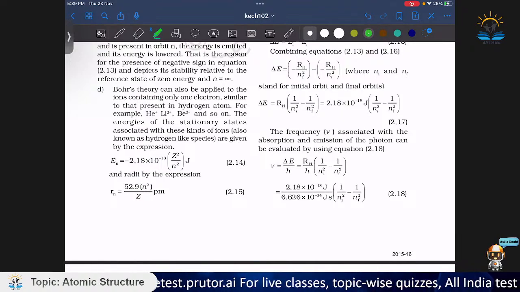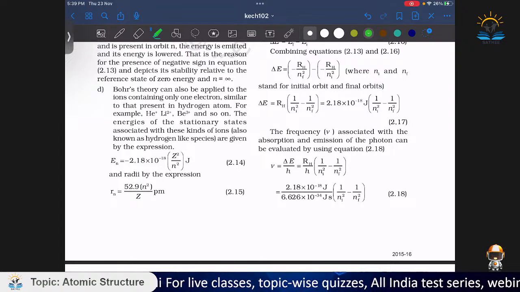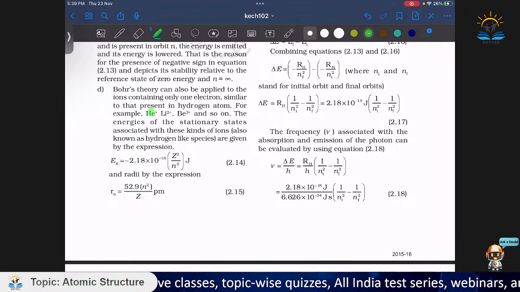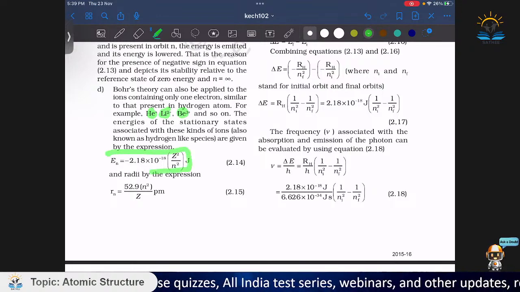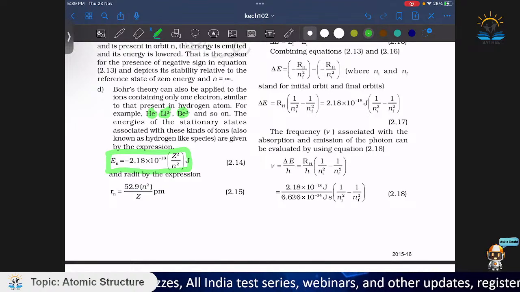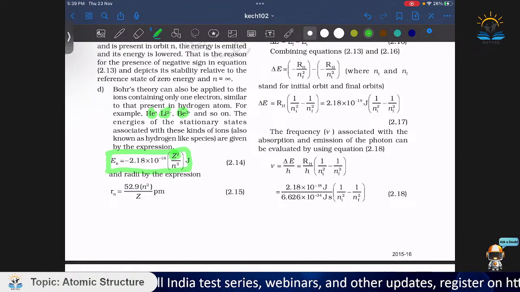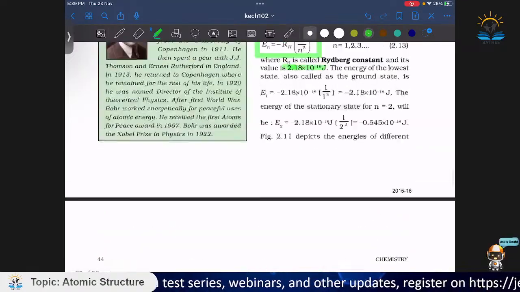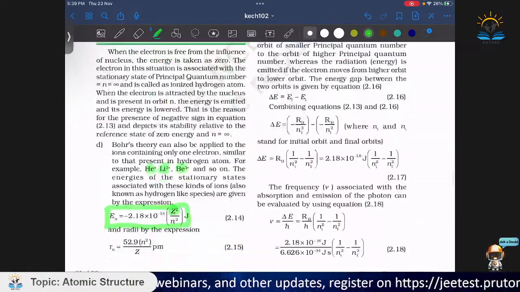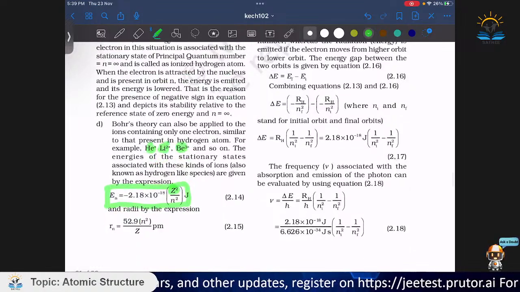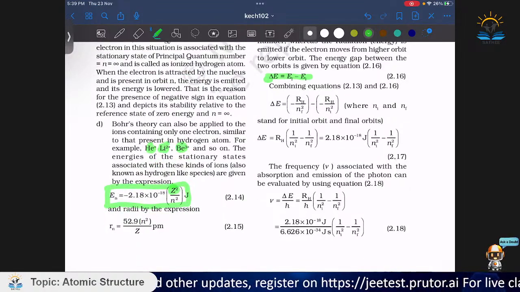Bohr theory can be applied to atoms other than hydrogen, but which have only one electron, like helium plus, lithium 2 plus, beryllium. So we need to account for their positive charge. So the energy formula is changed a little bit, and you just include a Z squared on top of n squared. Then you can find delta E using this formula.